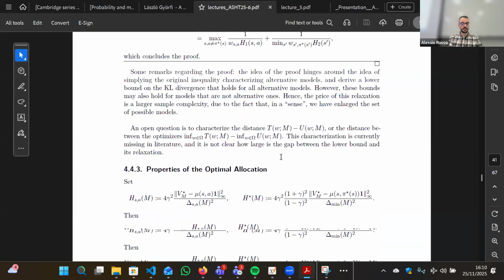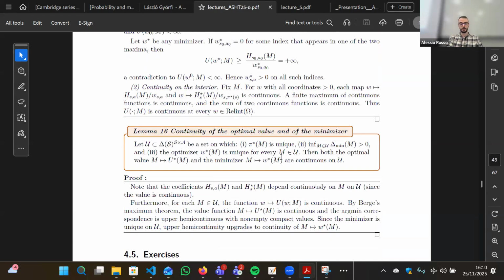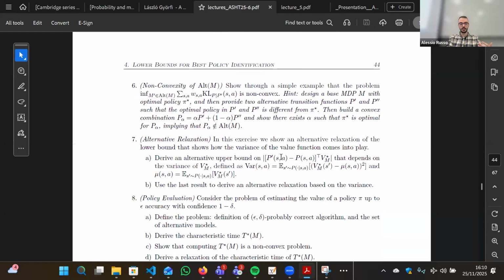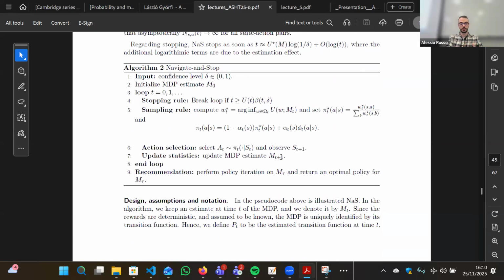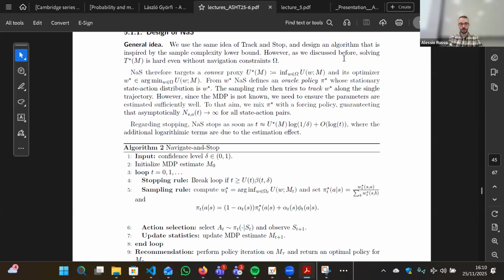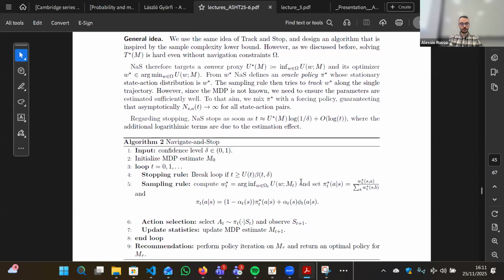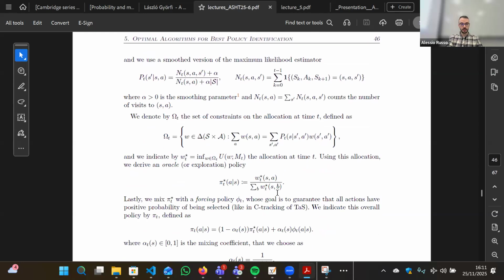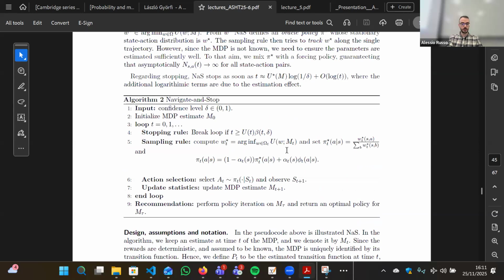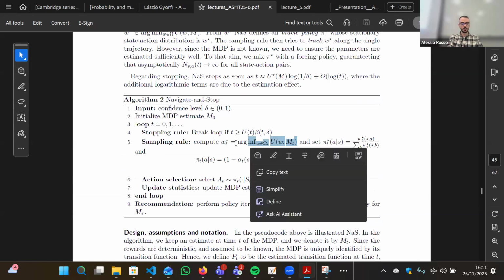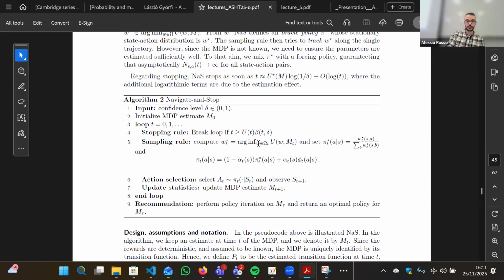And then the idea is exactly as in track and stop. What we want is to try to track the optimal exploration strategy that we compute at each time step using an empirical estimate of the MDP. So we denote by U star the optimal relaxed characteristic time. We define also an empirical version. And what we do is simply plug in the current estimate of the MDP and solve the relaxed characteristic time with respect to W. The only issue of the analysis here is that W is a stationary distribution with respect to M_t, the empirical estimate of the MDP at time t.